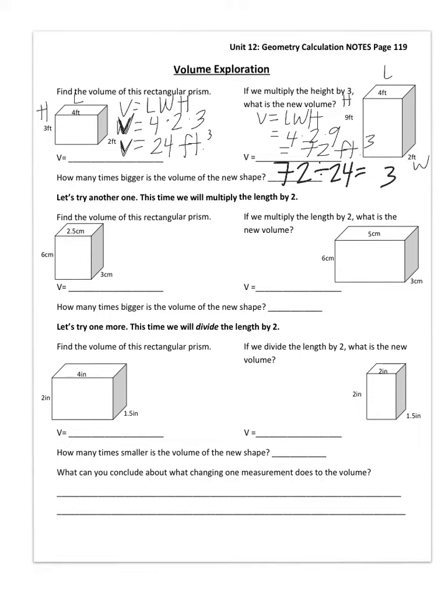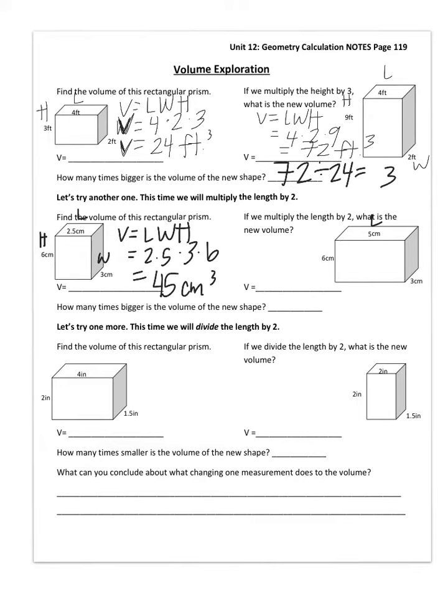Let's try another one. Okay, so we do volume is equal to length times width times height. Length is 2.5, width is 3, height is 6. 2.5 times 3 times 6. Okay, so 2.5 times 3, I believe that's 7.5. Let me check that. It's 2.5 times 3, yeah, 7.5 times 6, which is 45 centimeters cubed.